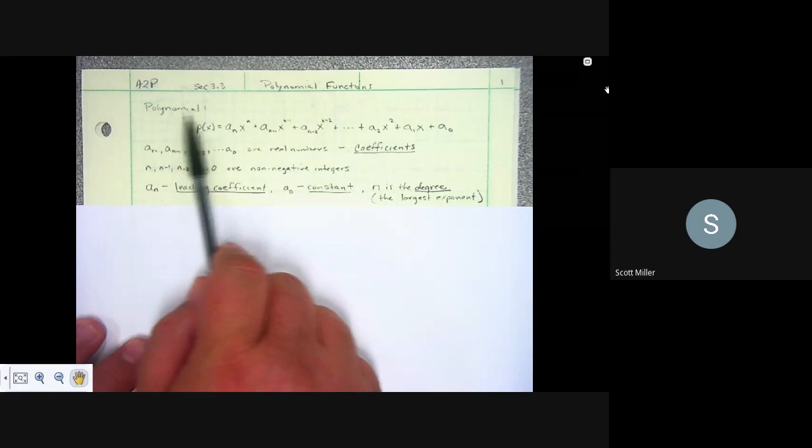Today we're going to look at section 3.3, which is the beginning of our polynomial functions. The first thing we're going to do is define what a polynomial is, its notation, so we can learn the language that we're going to use to describe other things. A polynomial basically just means, poly means many, nomial means terms, so it just means many terms.